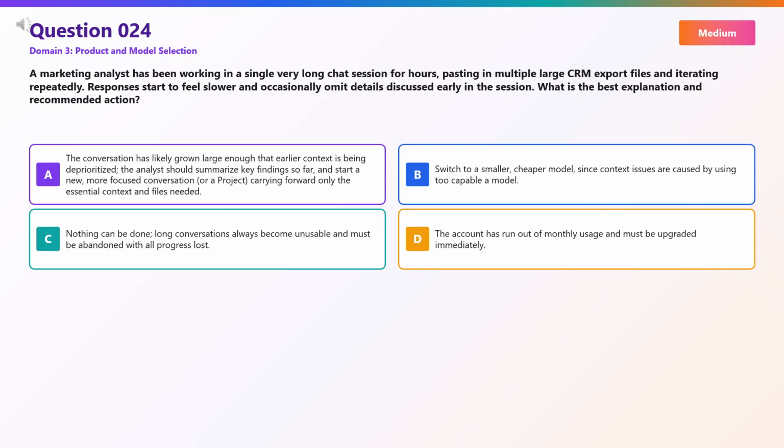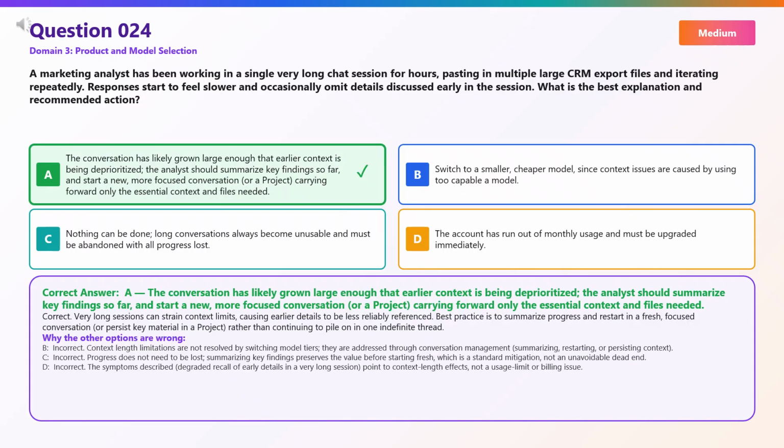The correct answer is A. The conversation has likely grown large enough that earlier context is being deprioritized. The analyst should summarize key findings so far and start a new, more focused conversation, or a project, carrying forward only the essential context and files needed. Very long sessions can strain context limits, causing earlier details to be less reliably referenced. Best practice is to summarize progress and restart in a fresh, focused conversation, or persist key material in a project, rather than continuing to pile on in one indefinite thread.